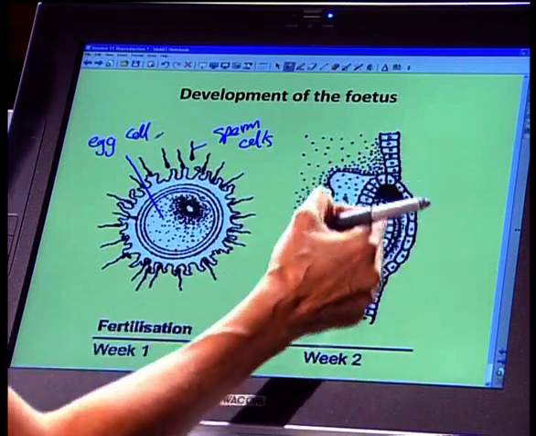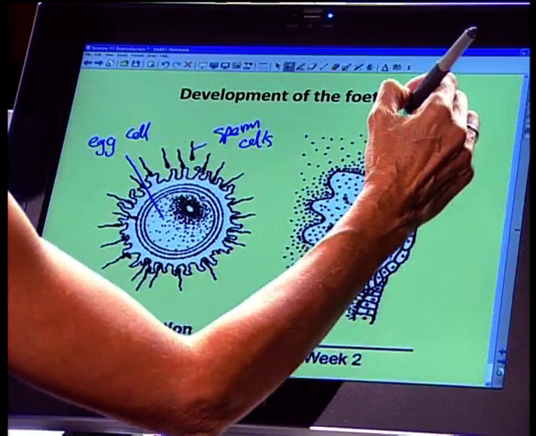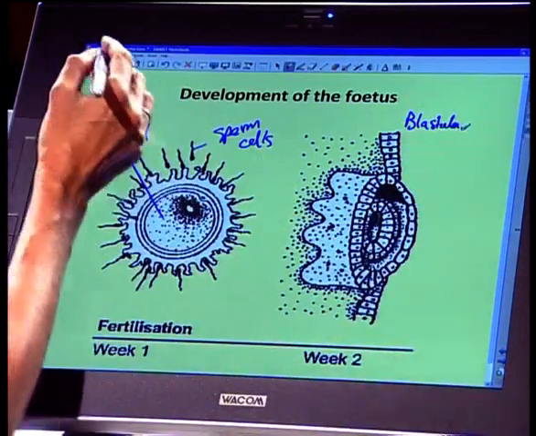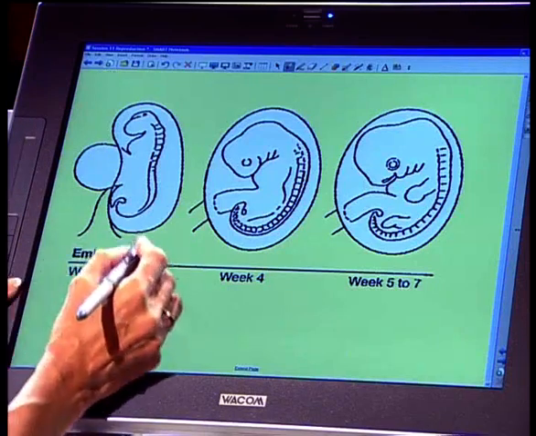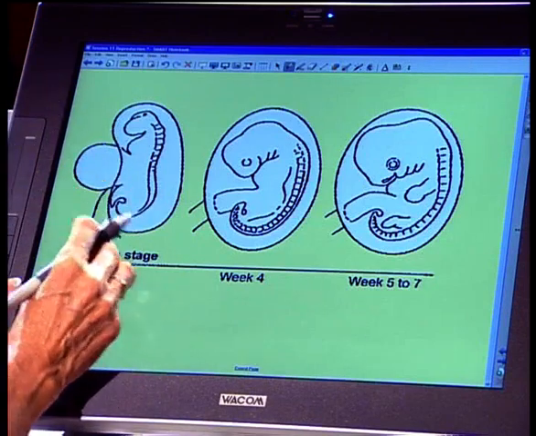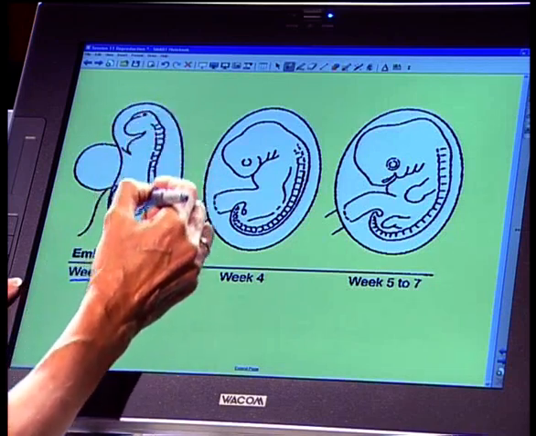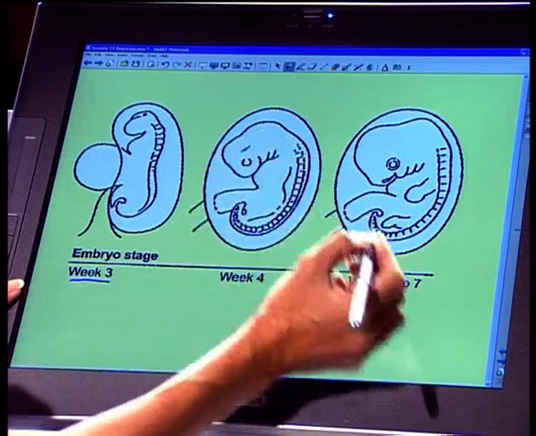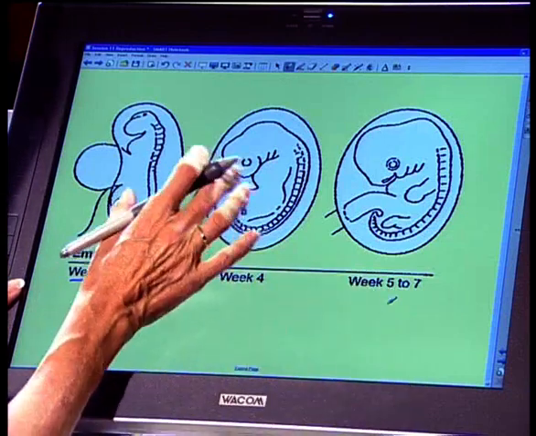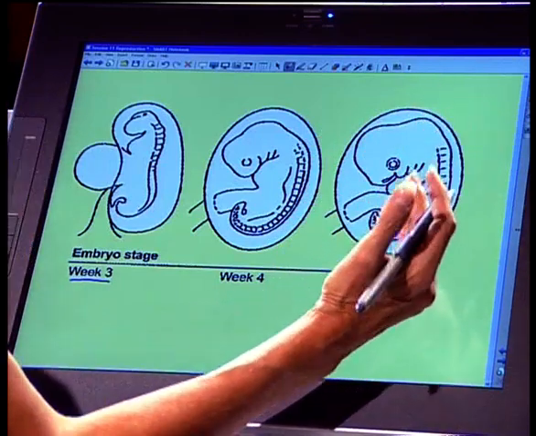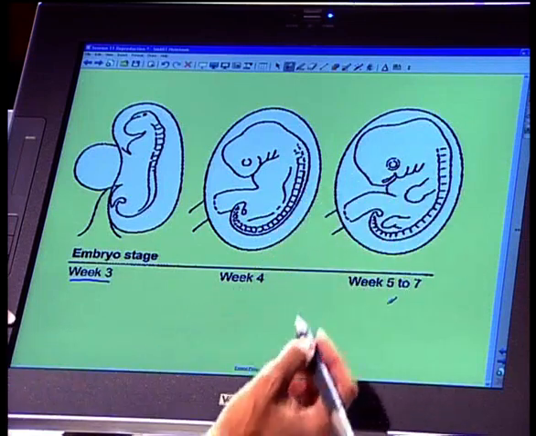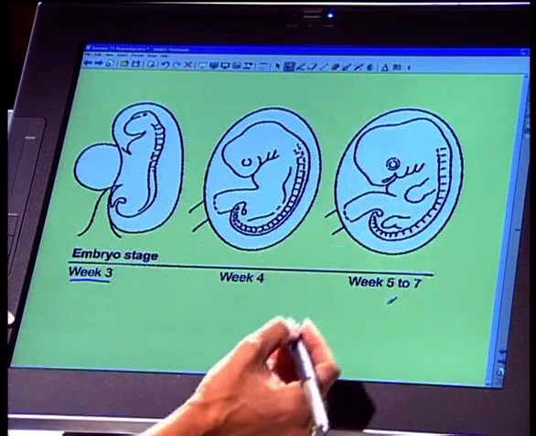Then in our second week, this structure here is going to be our blastula or blastocyst. Then this is the embryo stage, week 3. Now look, we've gone from a diploid zygote to an embryo. And at week 4 and at weeks 5 to 7, all our vertebrates follow the same development process. From here, things start changing. The tail will grow long if it's a reptile, or if it's a fish, it will start to develop all kinds of other structures.